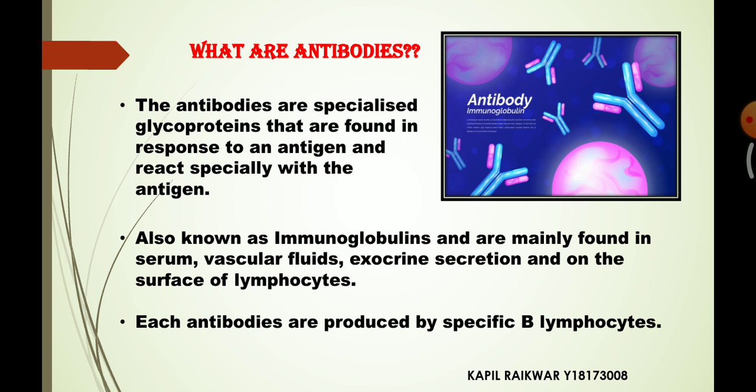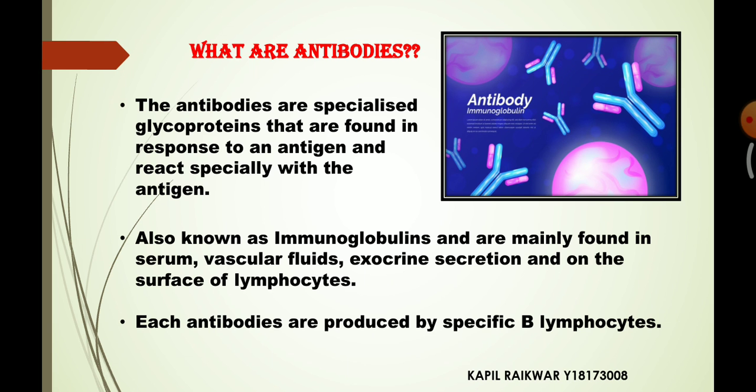Antibodies are specialized glycoproteins that are produced in response to an antigen and react specifically with that antigen. Antibodies are also known as immunoglobulins and are mainly found in serum, vascular fluids, exocrine secretions, and on the surface of lymphocytes. Each antibody is produced by specific B lymphocytes.